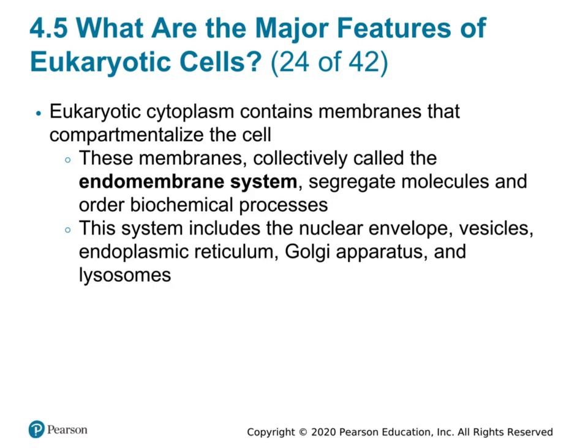So that's just a little bit on the eukaryotic cytoplasm and its membranes and its compartmentalization. But these membranes collectively are called the endomembrane system. They're able to organize and segregate molecules and basically put order to these many biochemical processes that occur within the cell. The system we're calling the endomembrane system extends past the nuclear envelope and includes things like the endoplasmic reticulum, vesicles, the Golgi apparatus, and lysosomes. So we're going to look at those next.